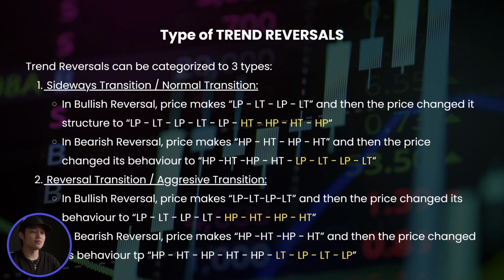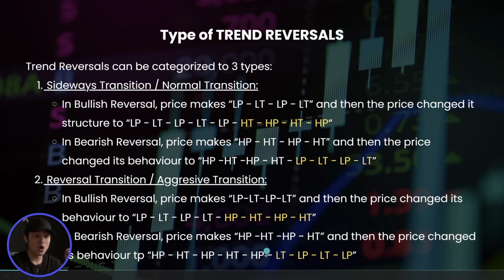Then on the bearish reversal, the price makes the higher peak, higher trough, and then higher peak, of course, another higher trough as usual, the bullish structure. And then when the price is about to change to the bearish momentum or the bearish structure, the price makes higher peak, higher trough, higher peak, higher trough, higher peak. After it creates the higher peak, the price fails to create another higher trough. Instead of creating the higher trough, the price itself starts to create the lower trough.